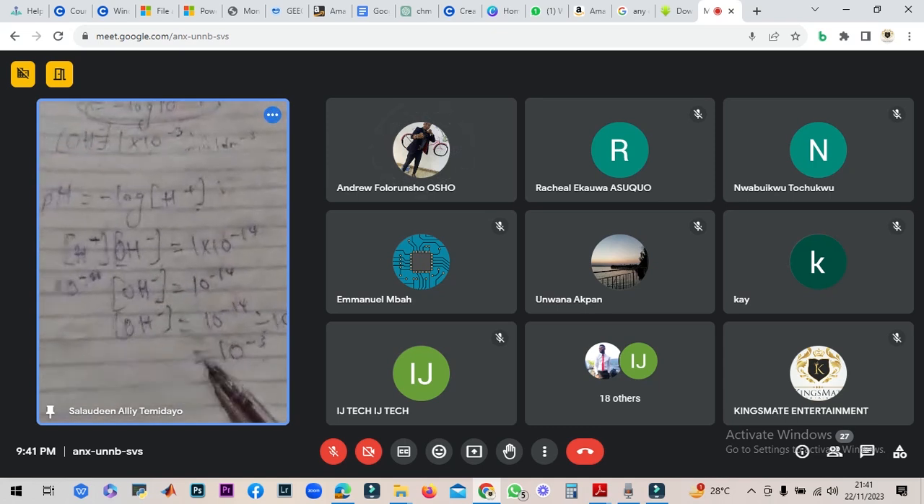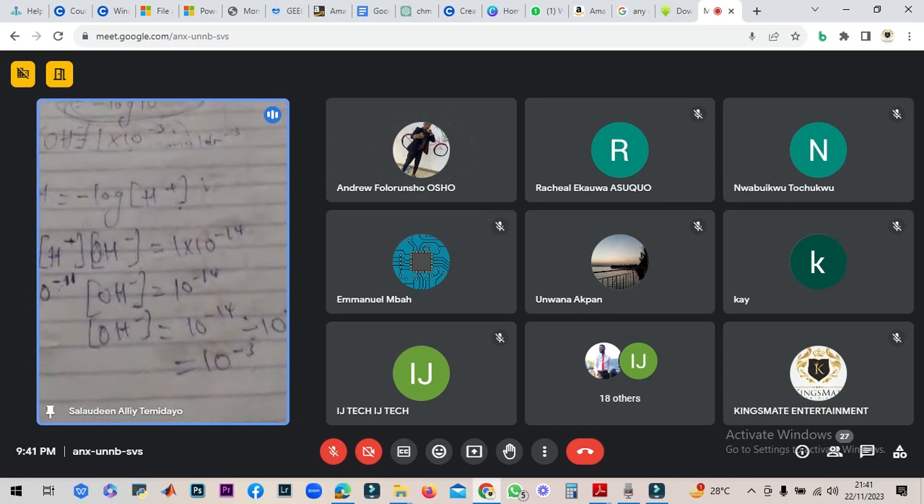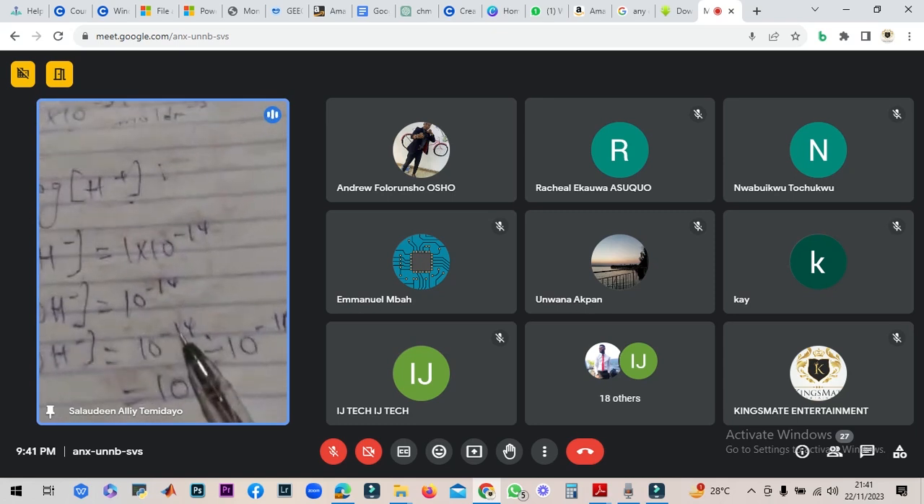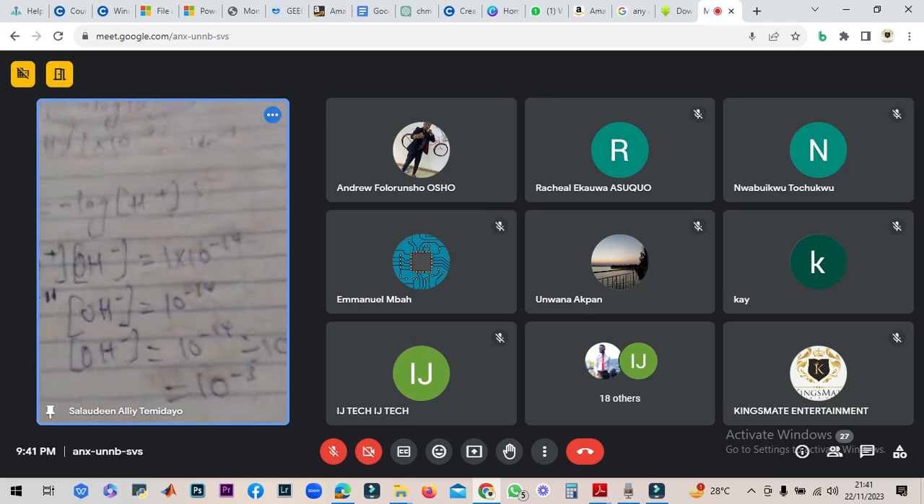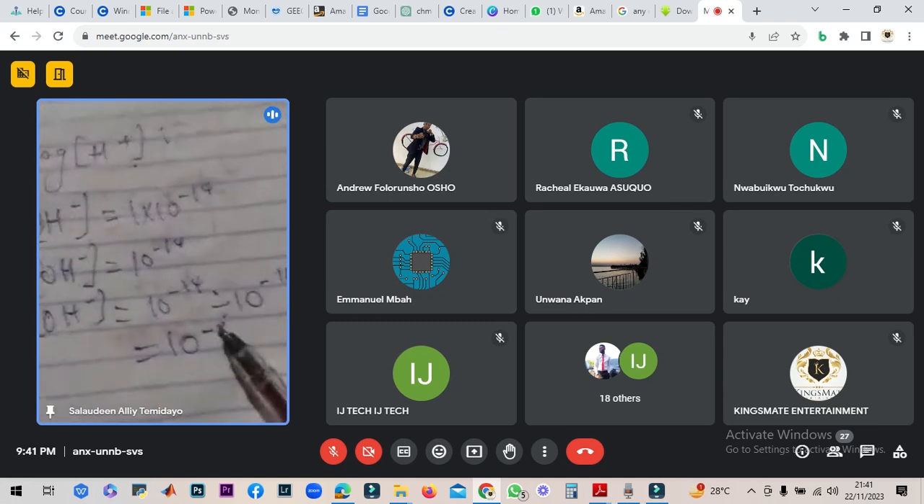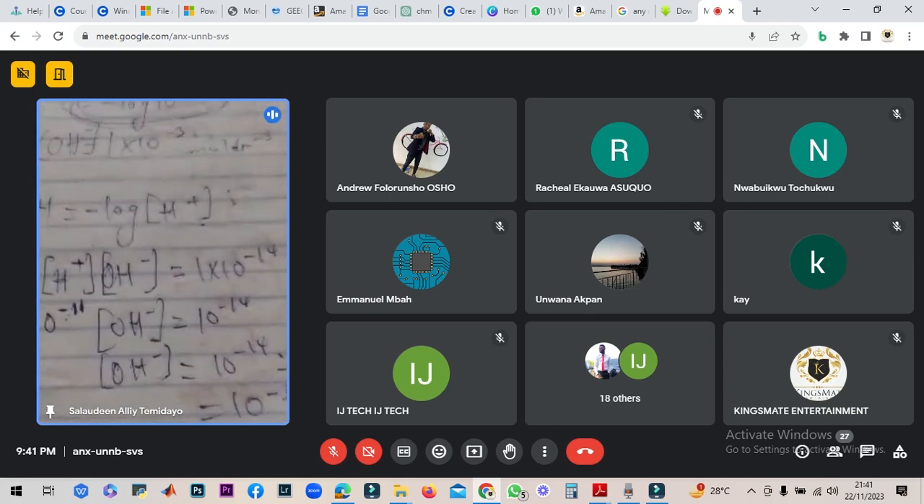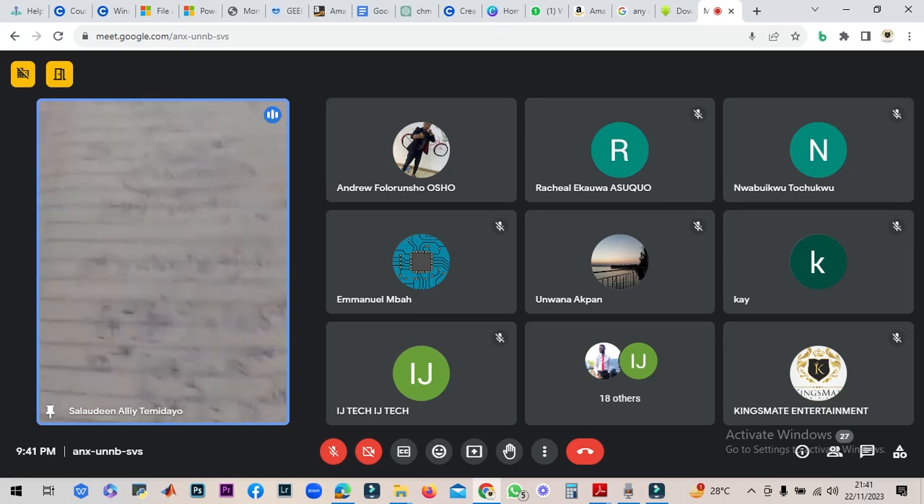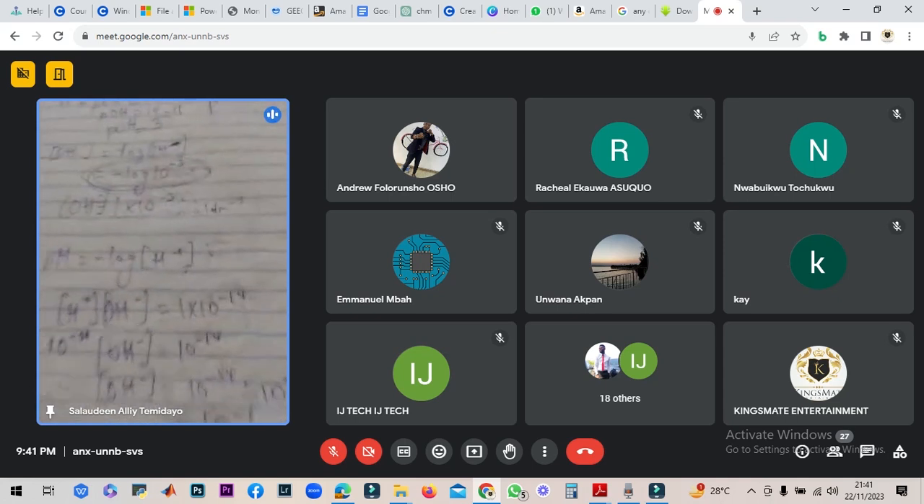But this is the answer. Okay, let's follow what Prodigy said now. 10 raised to power minus 14 plus 11. I think you guys will get it better that way. So it's going to give you 10 raised to power minus 3, and it's the same as 1 times 10 raised to power minus 3. It is 1 because it is just a mole. They didn't give us maybe 2 moles or something.